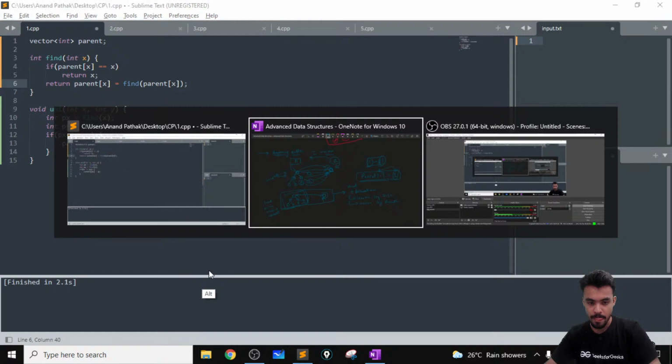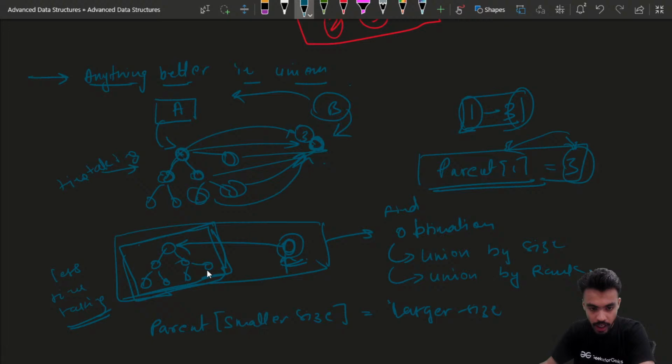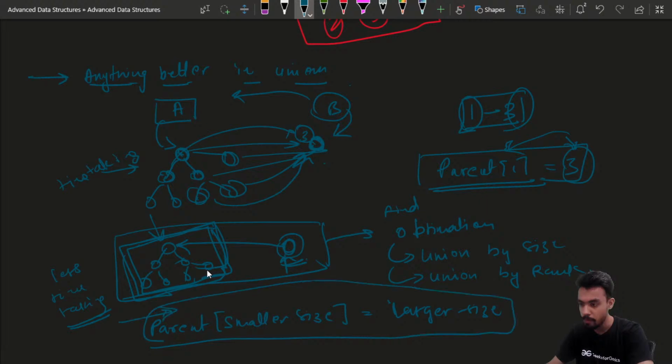So this thing that we were doing is the union by size. We were checking the size, and what we are doing is making the parent of the smaller size group the larger size. So this was the smaller size and this was the larger size, so we were making the representative of the larger size the parent of the smaller size. This is what we are always going to do. In that way we will be achieving a better time complexity. So this is the union by size.